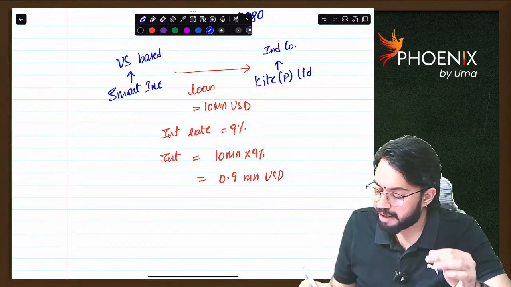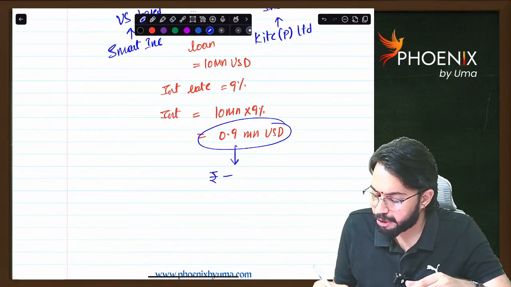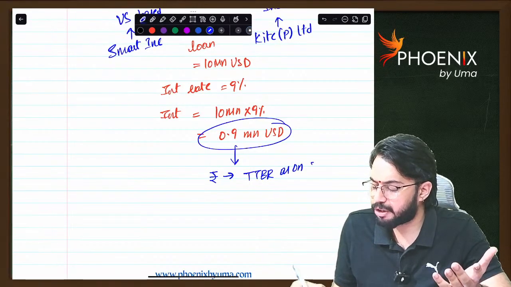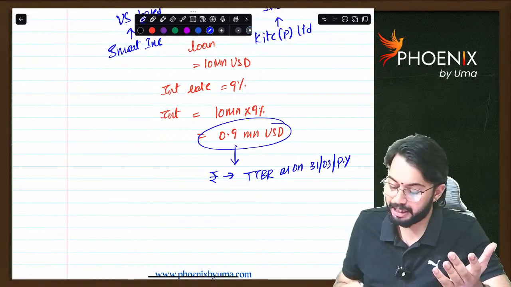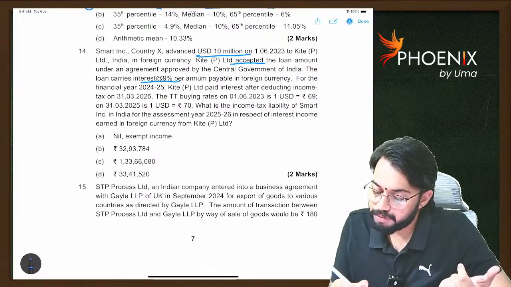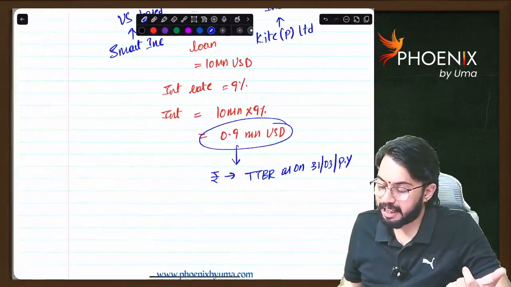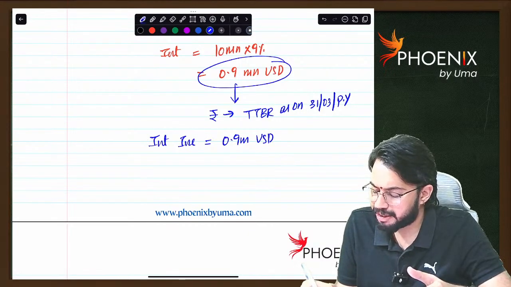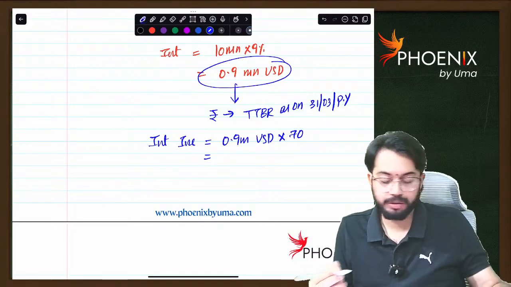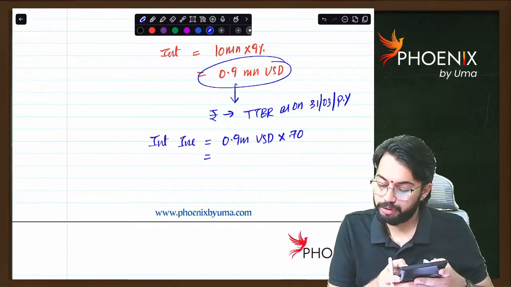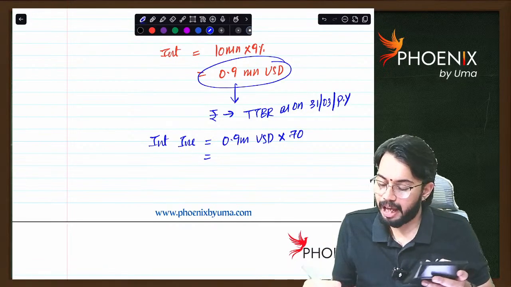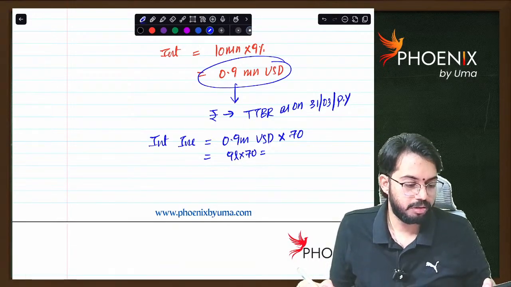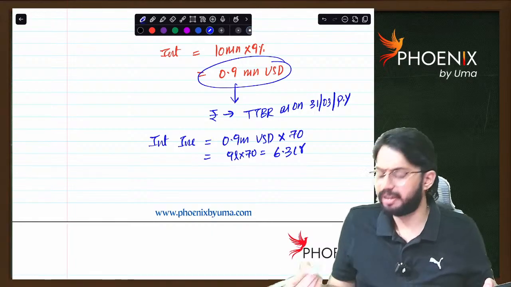Now, whenever you are converting this interest into Indian rupees, you need to take exchange rate. Exchange rate is TTBR as on 31st March of previous year. So as on 31st March, exchange rate is 70 rupees. So interest income is equal to 0.9 million US dollars into 70 rupees. How much? 0.9 into million means 10 lakhs. 9 lakhs into 70. 6.3 crores. That is interest income.